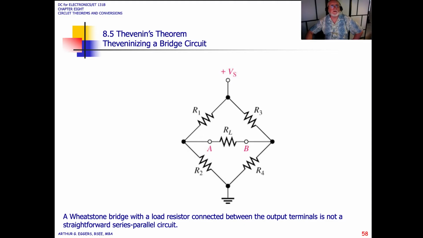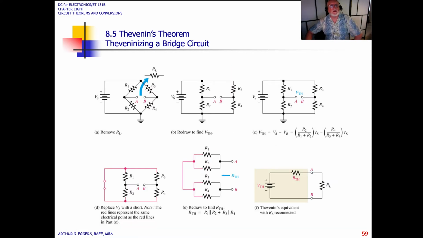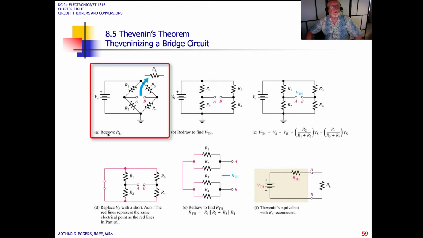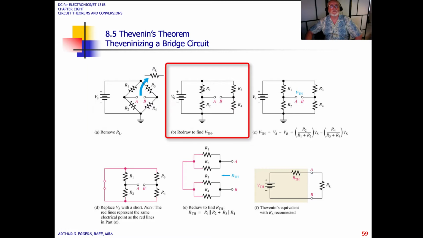Let's look at how we would do a Thevenin's equivalent on something like this, a bridge circuit. Okay, so let's just tackle it. So we would first remove the load resistor, which is typically across the center A to B in the circuit, and then redraw to find Thevenin. So we've stretched everything out so that we can see the series and parallel relationship.